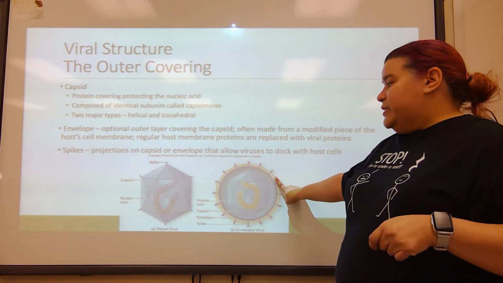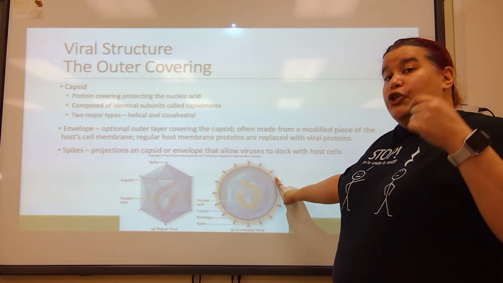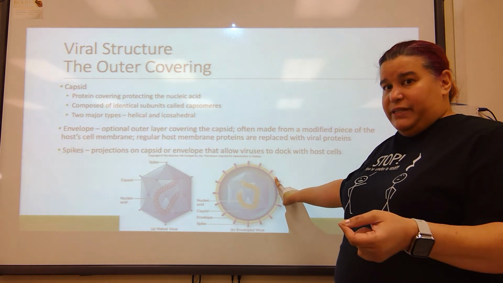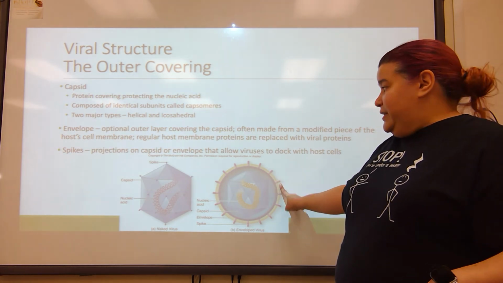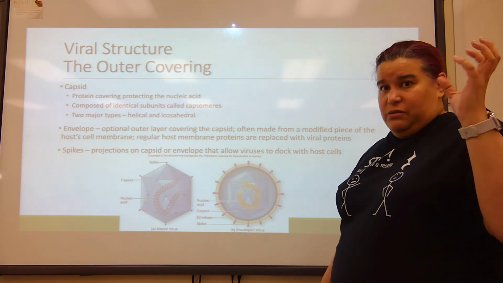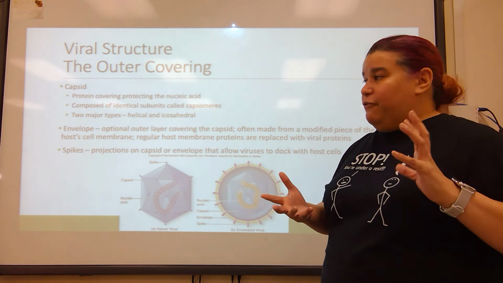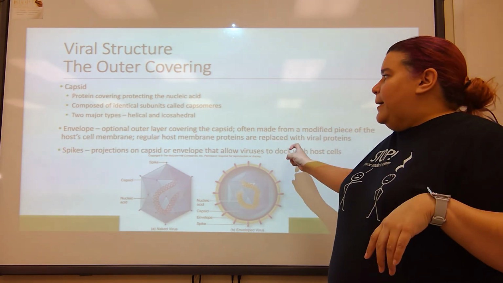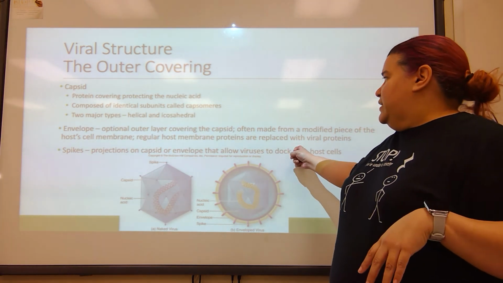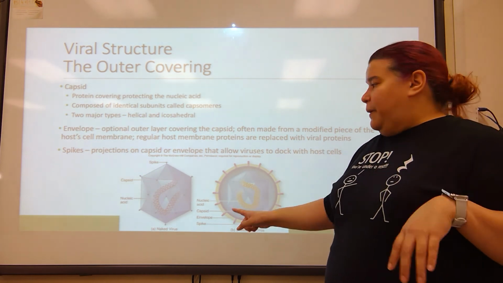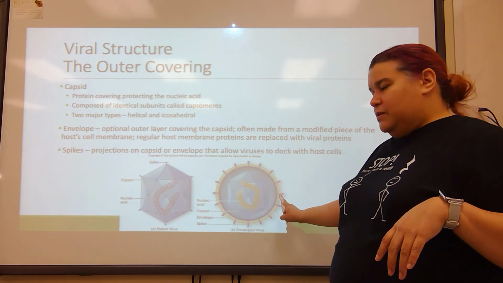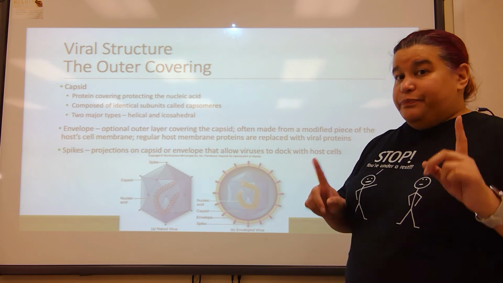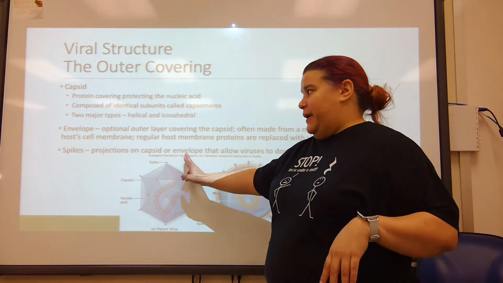Now, this is kind of the interesting thing about the envelope. Usually the envelope is made from part of the membrane of the cell that was infected. So this is actually the infected cell's membrane. It's the outer covering of the cell that I went in and turned into a virus factory. Regular host membrane proteins will be replaced by the viral proteins. Remember I talked about the spikes? Okay. So let's actually talk about the spikes.